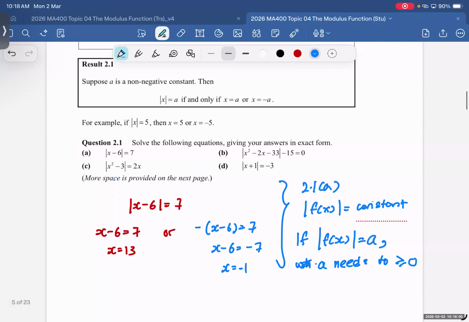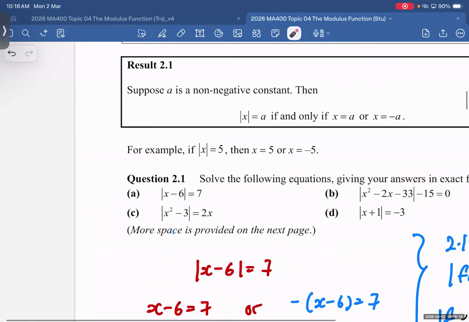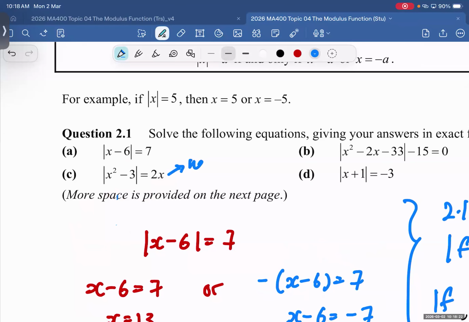Okay, I call for your attention again. If I look at this 2.1c, what do I need 2x to be? Non-negative, more than or equal to 0, right? Agree? You understand why? Because it's equal to a modulus function. So especially for C, you will need x to be more than or equal to 0. So what happened? You get a negative x value.